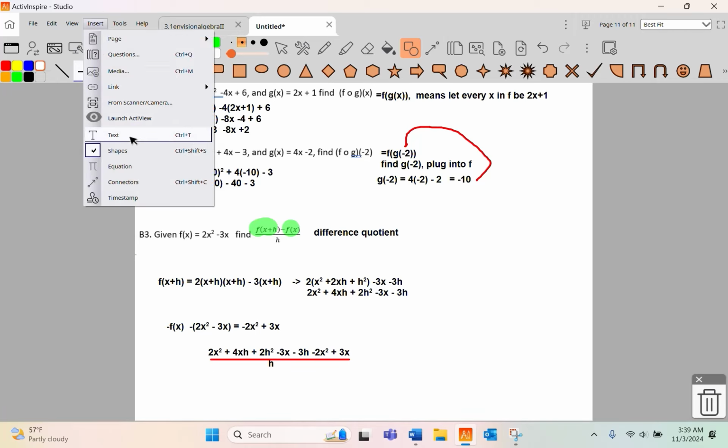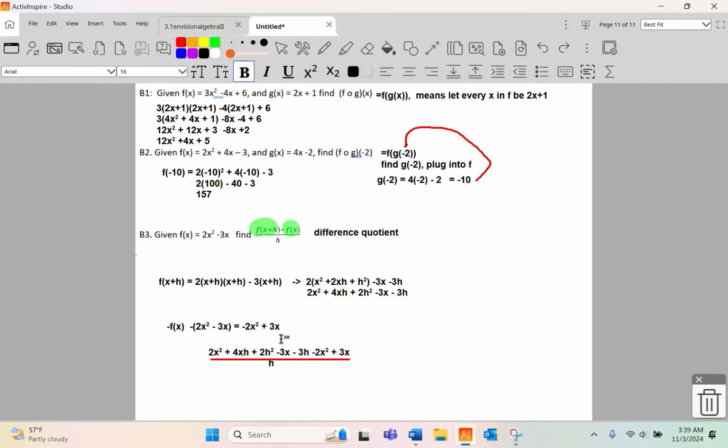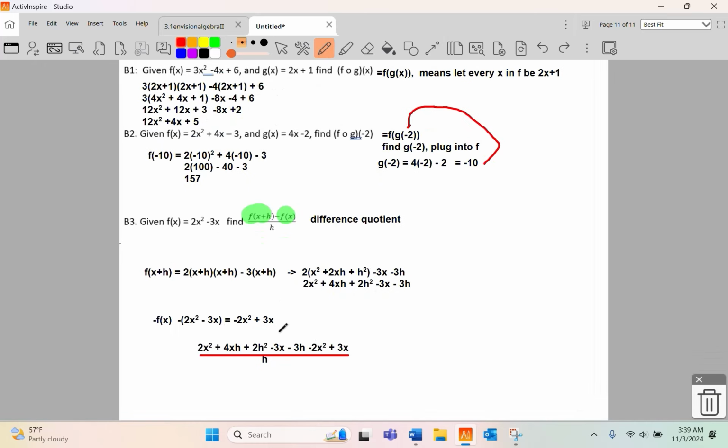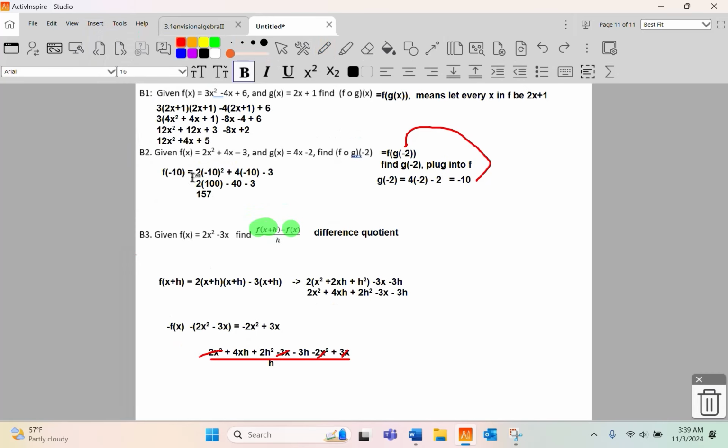All right, let's clean this thing up. We have a negative 3x and a positive 3x. Gone. We have a positive 2x squared and a negative 2x squared. Also gone. See how that works? So what's left is a 4xh, and I'm going to change the order here, minus 3h plus a 2h to the second power, and it's all sitting pretty over h.